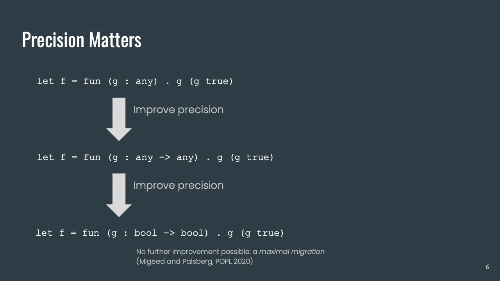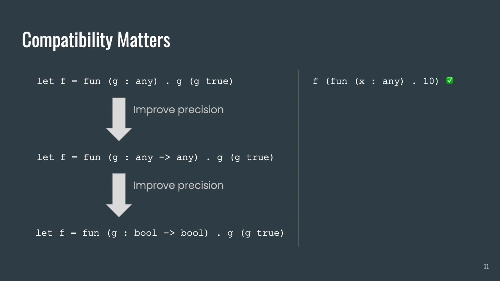The second property that matters is compatibility. So the original program can be applied to a constant function that returns 10 and will behave as expected. The result will be 10. When we improve the annotation to any arrow any, we get the same result. However, when we improve it to Boolean arrow Boolean, we'll see a static type error because the constant function has the return type of int, but the annotation has the return type of Boolean, and so they're inconsistent. So we can see that whenever we improve precision, we may be sacrificing compatibility and restricting the number of contexts in which our program can be used.